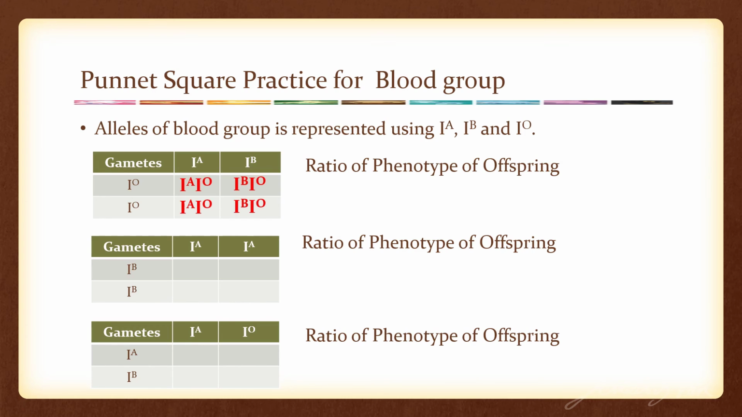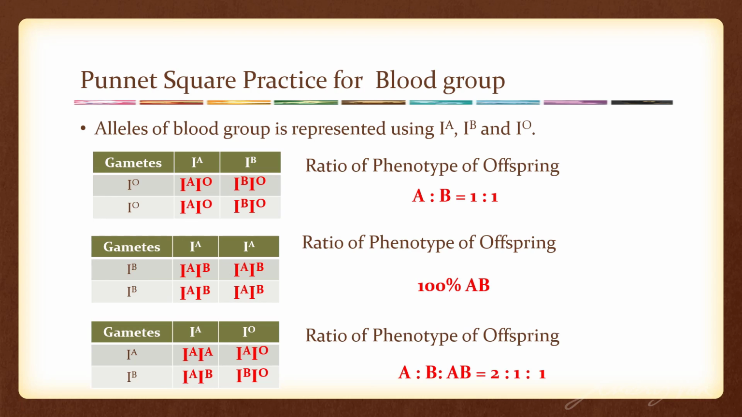So please check whether your answer is correct. Please make sure that for your genotype, you must have the I down there. So the phenotype of blood group A and B will be 1:1 for the first case. For the second case, all of them will be blood group AB. And for the third, we will actually have three blood groups.